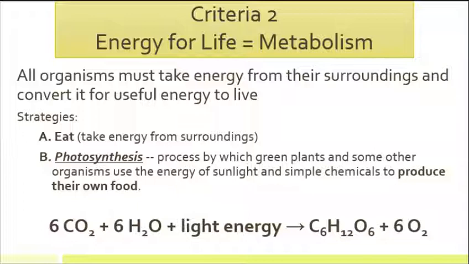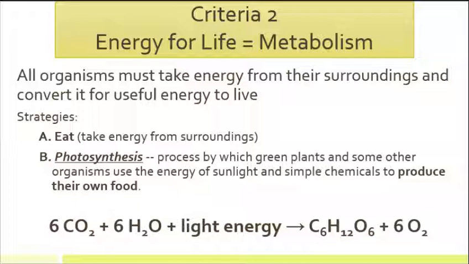And they're going to make something. They're going to make C6H12O6, which is sugar. A special sugar called glucose. All right, glucose under there. And 6 O2, which is oxygen that we breathe in. Okay, we have sun energy right here.